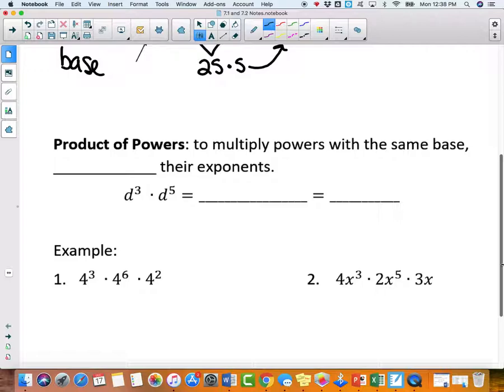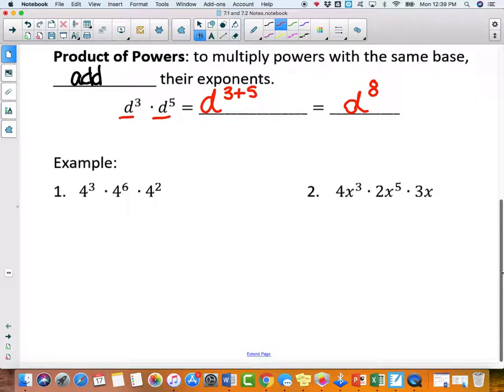One of them is the product of powers. To multiply powers with the same base, you just add the exponents. For example, I have d to the third times d to the fifth. These powers both have a base of d, so that allows me to add the exponents. We'll write it as d to the 3 plus 5, which is the same thing as d to the power of 8.